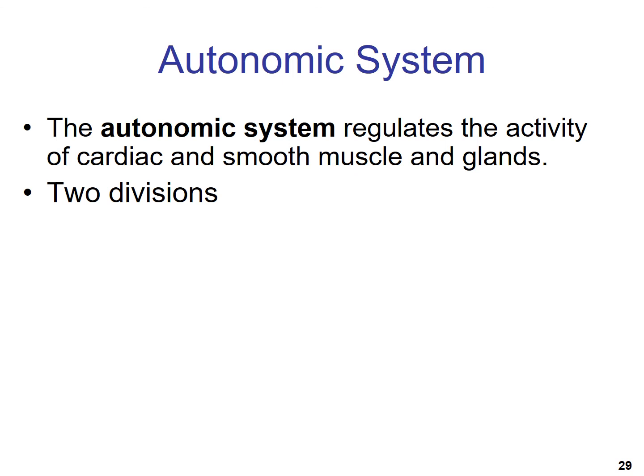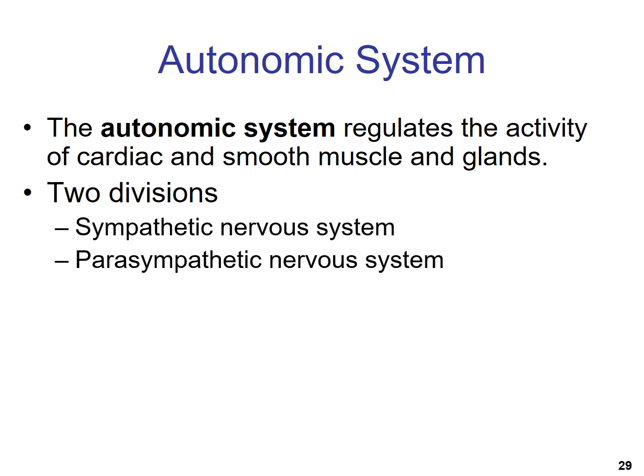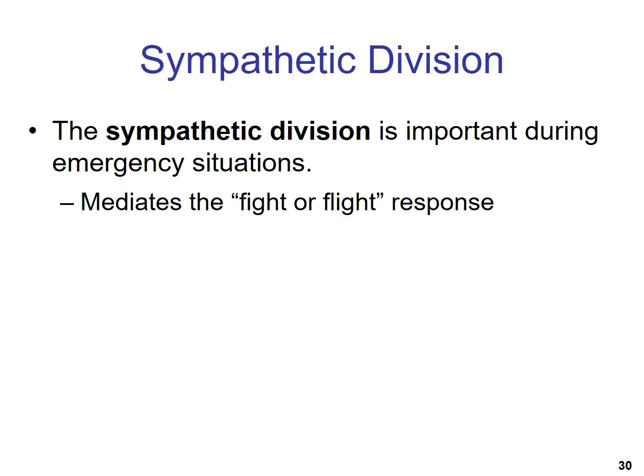Now, there's two divisions of the autonomic system, the sympathetic nervous system and the parasympathetic nervous system. The sympathetic division is basically fight or flight, and it's important during emergency situations. Now, I do want to say this, though. A lot of people think of the sympathetic division as fight or flight only, but there are a lot of non-emergency situations where you're going to need the sympathetic division kicking in and increasing its activity.